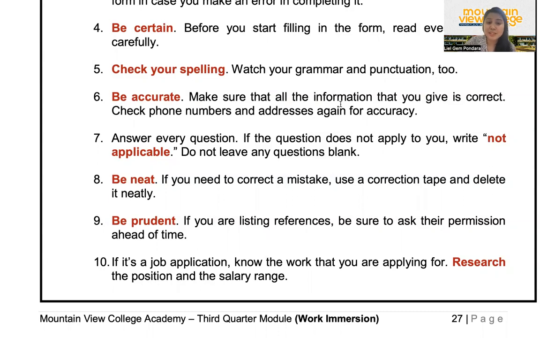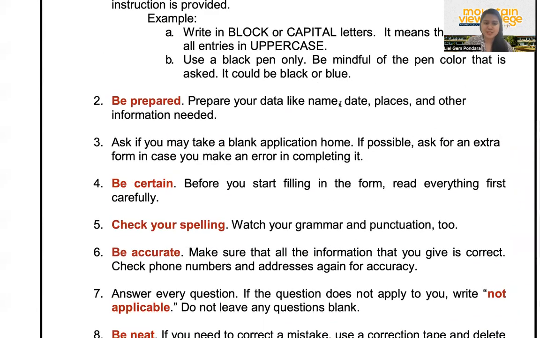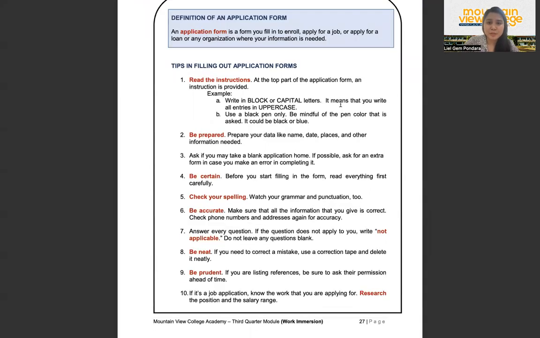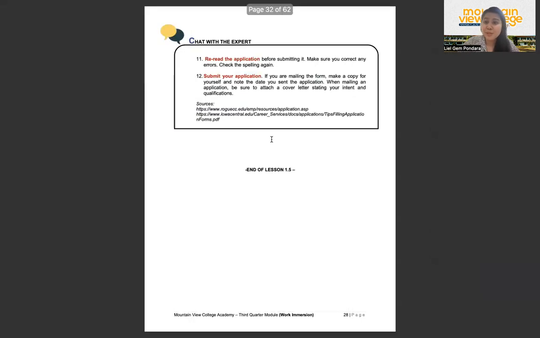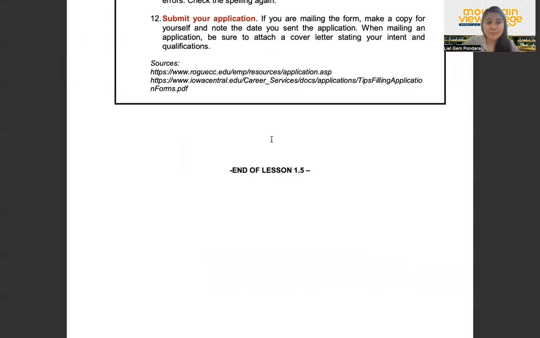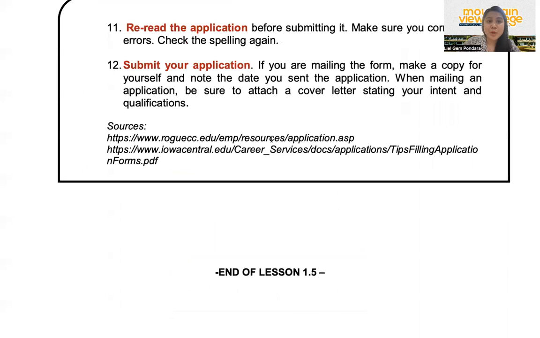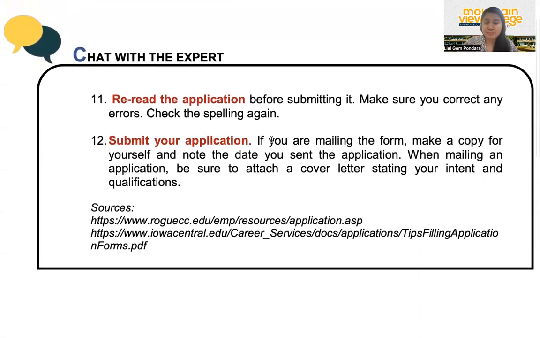Number 10, if it's a job application, know the work that you're applying for. Research the position and the salary range. Don't just do random application. Be very careful. Am I qualified for the job? Can I do this job? And do I have skills for the job? Number 11, reread the application. Before submitting it, make sure you correct any errors. Check the spelling again.